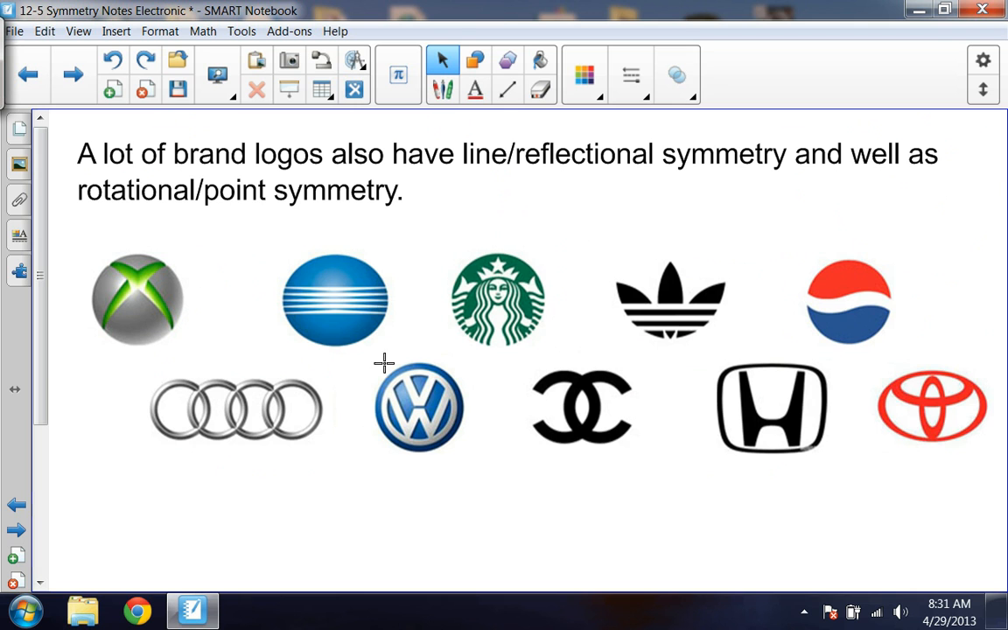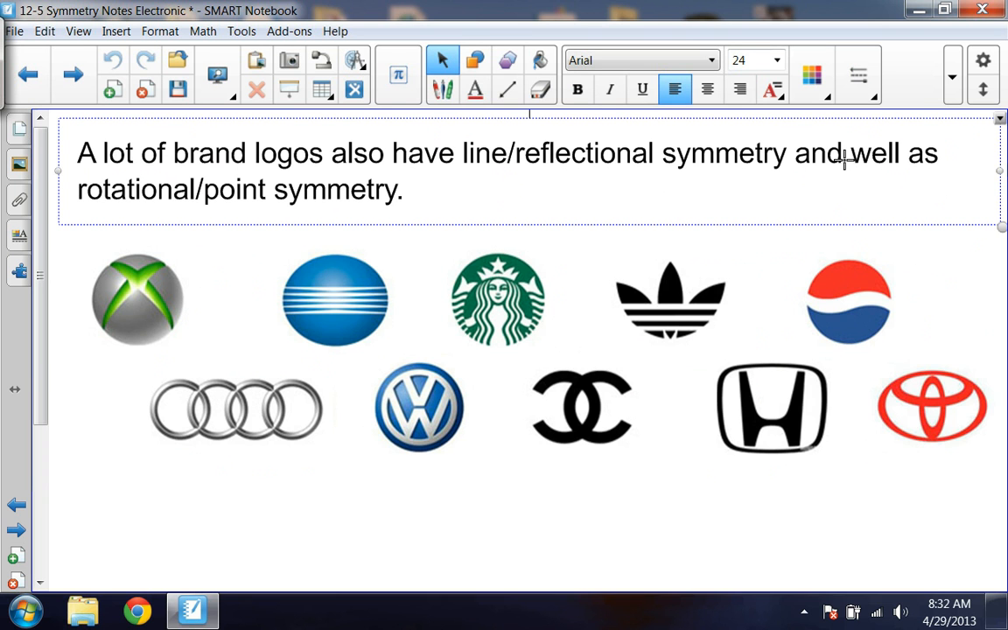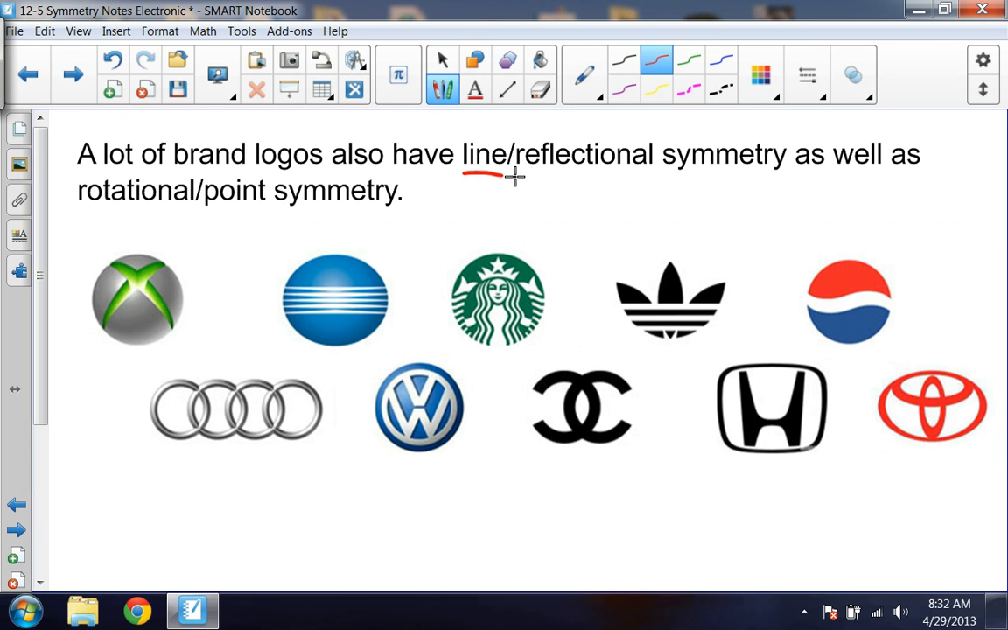A lot of brands and logos also have line or reflectional symmetry, and I should have said as well as reflection or rotational or point symmetry. Now, line and reflectional symmetry are the same thing. Rotational and point are not. So these are 2 different concepts. The fact that I just had them in slashes just meant that they're part of the same thing. Point means 180 degree rotation.